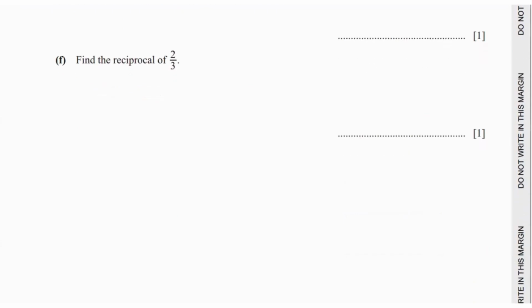Let's just find the reciprocal of 2 over 3. In a reciprocal, you always swap your numerator with the denominator. Don't change the sign, just swap the numerator and denominator. So that's going to be 3 over 2.